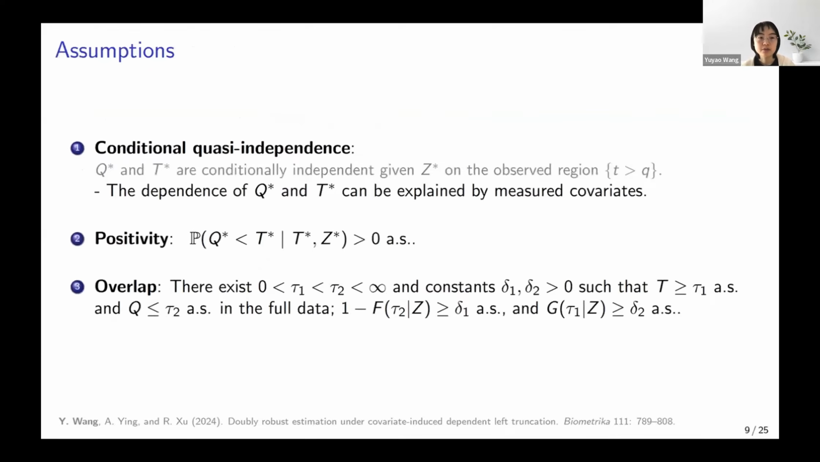As for the assumptions, we assume the conditional quasi-independence assumption, which requires that the dependence of the truncation time and the event time can be explained by measured covariates. We also assume the positivity assumption, which says that conditional on each z covariate and event time value, there is a positive chance that the subject can enter the study before experiencing the event. And we also consider a stronger overlap condition, which ensures that the left tail and right tail distribution of the event time and the left truncation time can be estimated well.